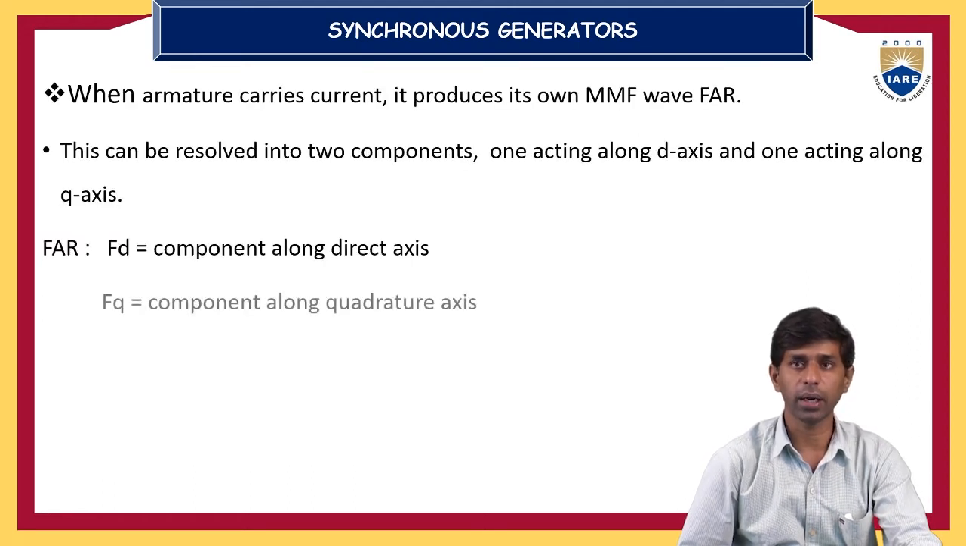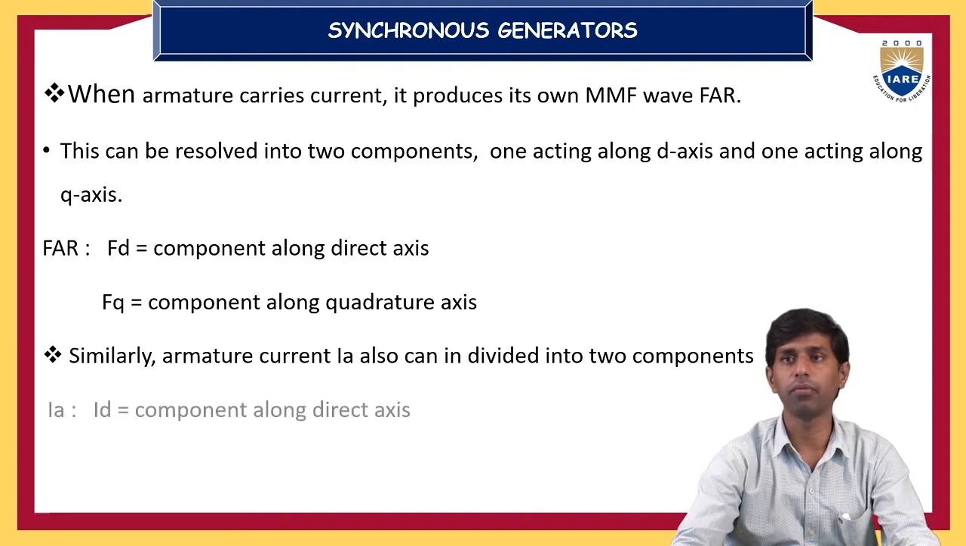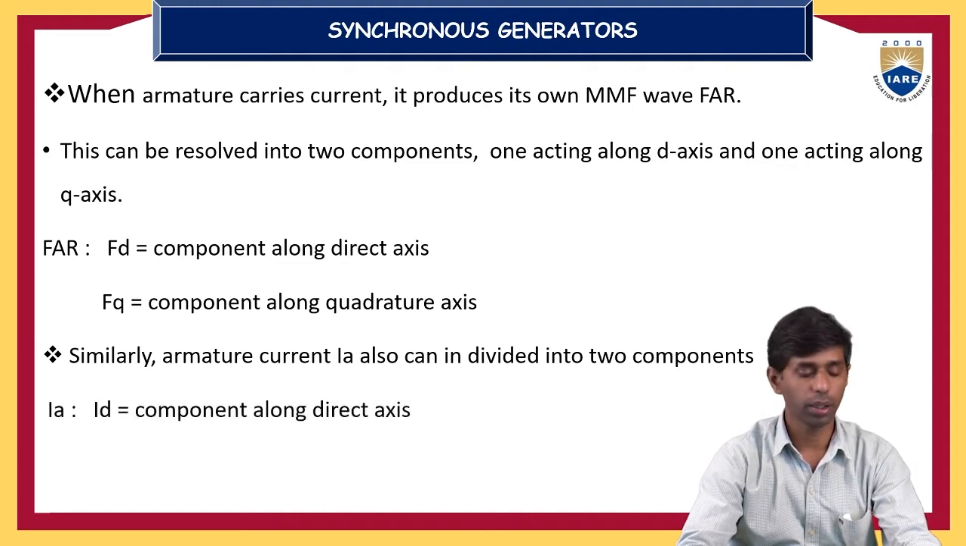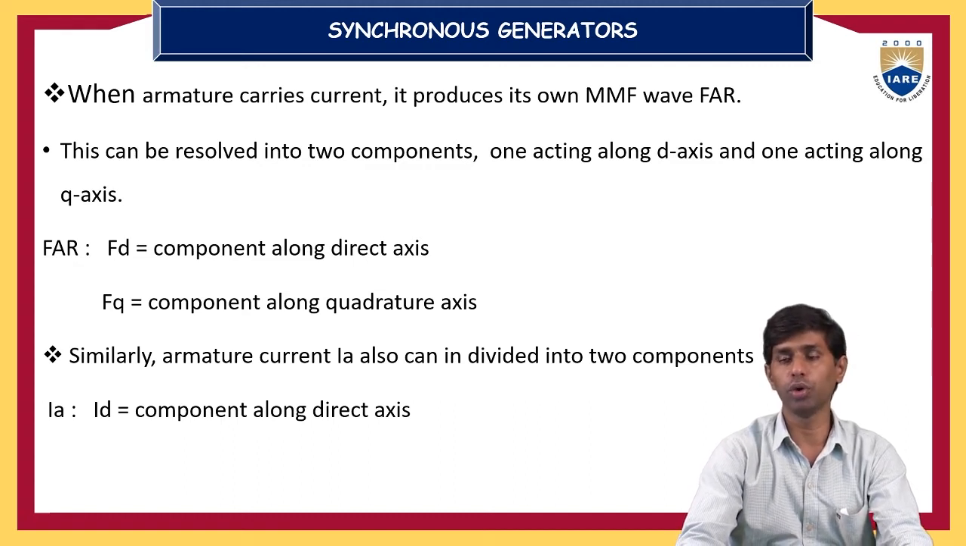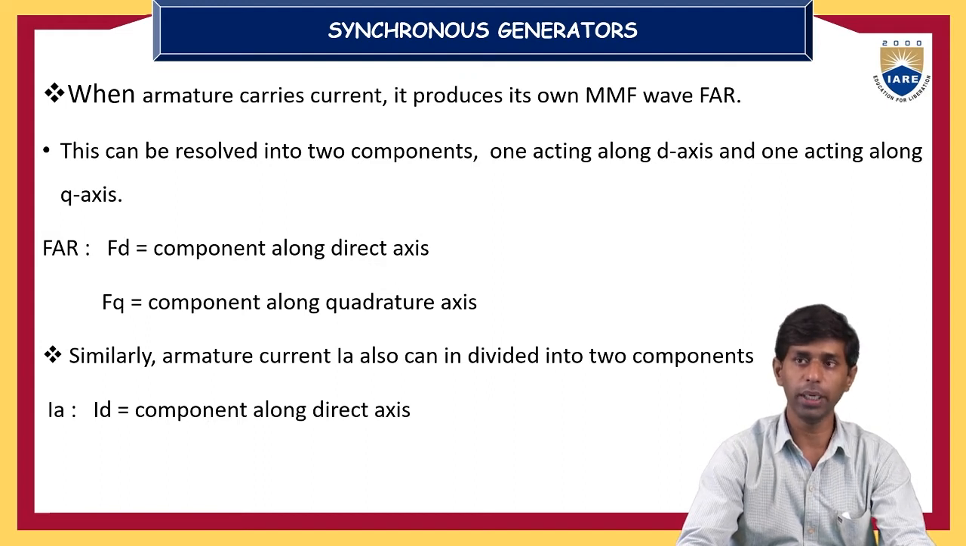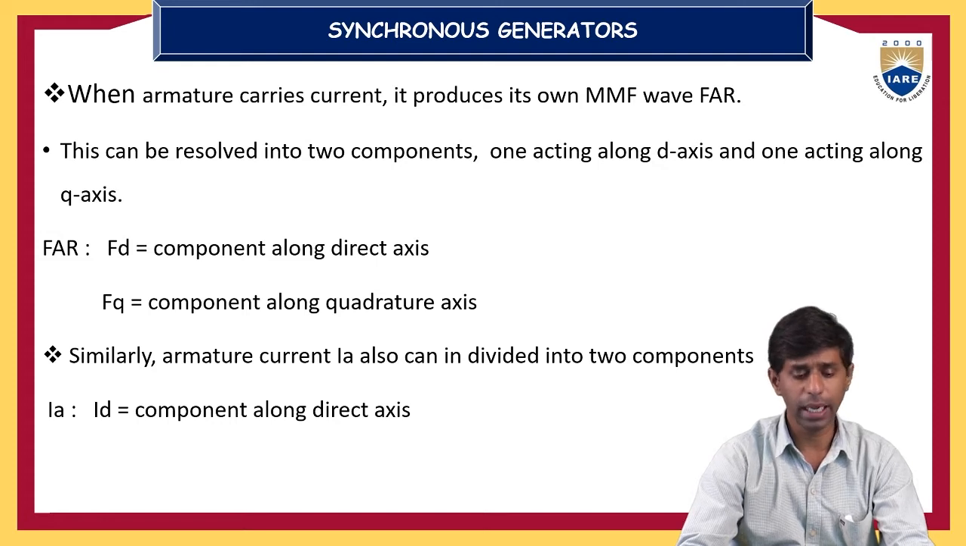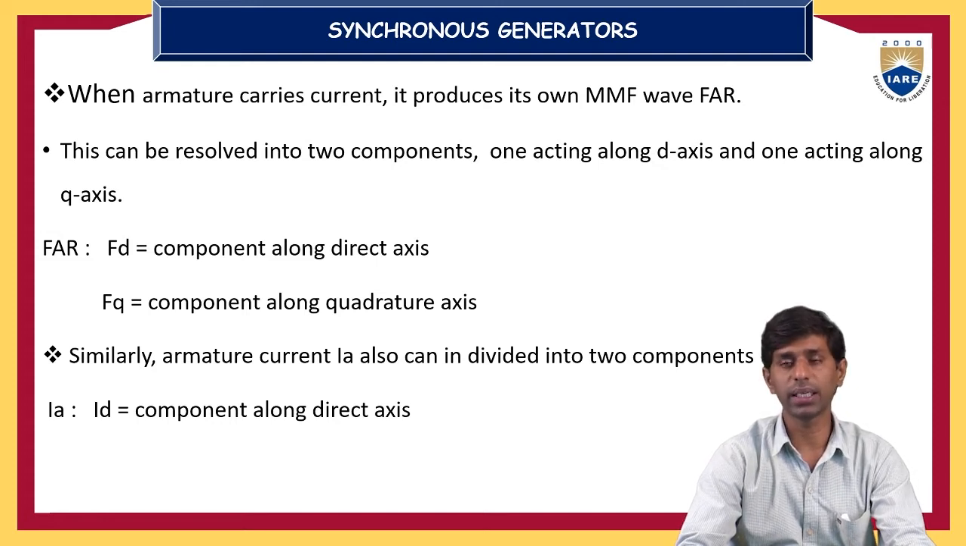When the armature carries a current, it produces its own MMF wave, called FAR. There are two MMFs: one is the field MMF, produced by the field winding, FF, and the other is the MMF produced by the armature, FAR. This can be resolved into two components, one acting along the D axis, the direct axis or pole axis, and another acting along the Q axis, called the quadrature axis.